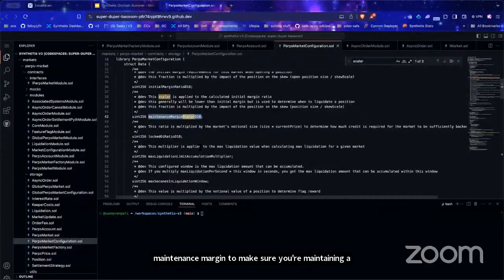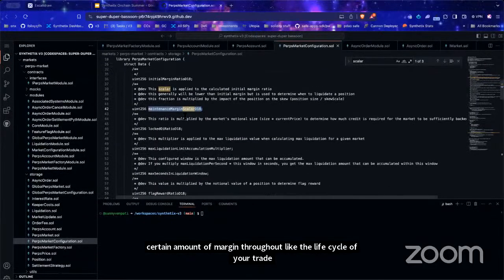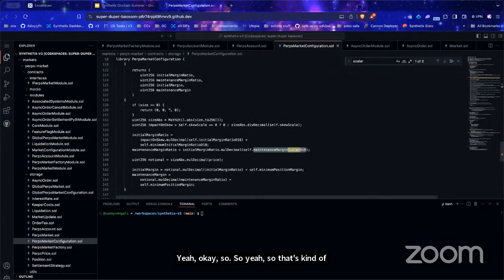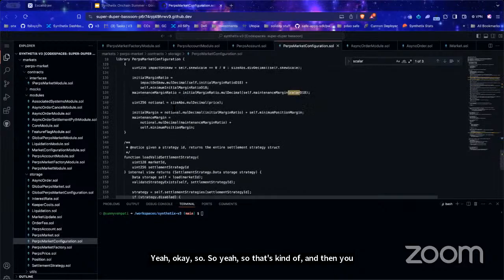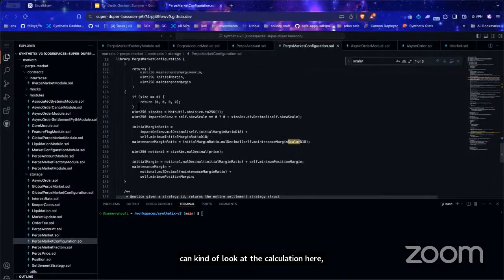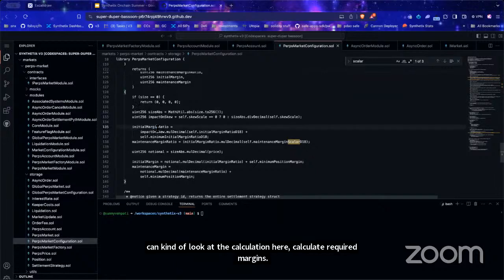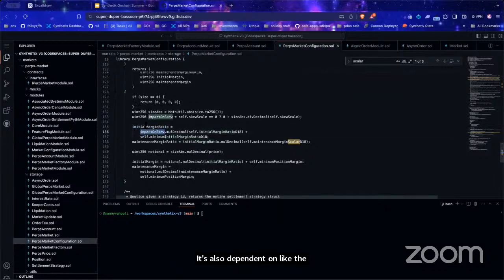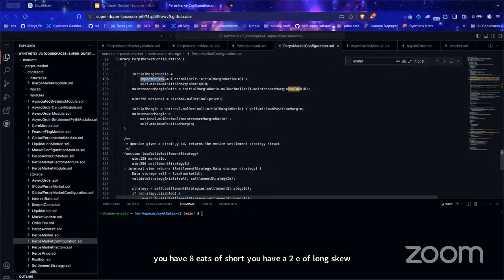Okay. So that's kind of it, and you can look at the calculation here, calculate required margins. The ratio is also dependent on the skew itself. So the impact on skew is essentially, if you have 10 ETH of longs in the system, and then you have 8 ETH of short, you have a 2 ETH of long skew, and that's the impact that this is talking about essentially.